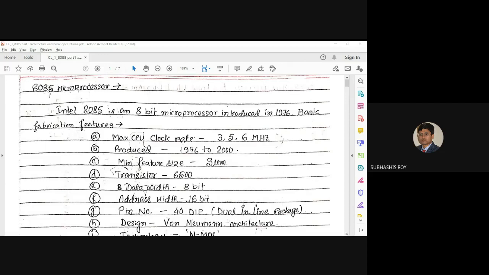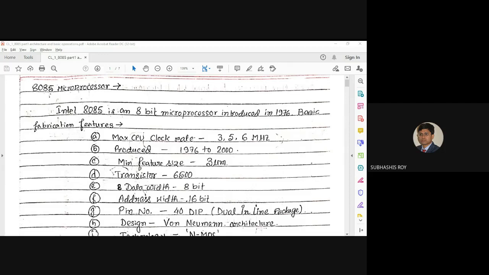This clock frequency directly controls the speed of the microprocessor. So the speed of the 8085 microprocessor is directly controlled by this clock rate, and this clock rate is in the scale of megahertz, that is 3, 5 or 6 megahertz.